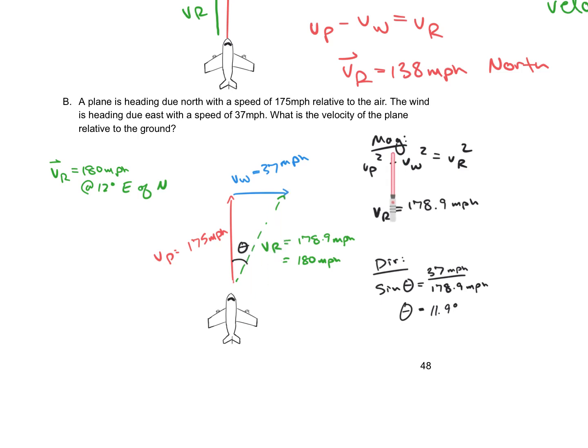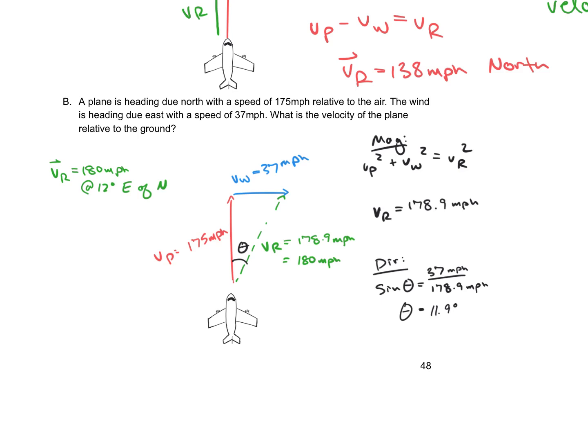Now, to determine the magnitude, you just use the Pythagorean theorem. So the plane's velocity squared plus the wind's velocity squared gives the resultant velocity squared, and you take the square root of that to produce this velocity, 178.9 miles per hour. Because of the significant figures offered here, you should round it to 180.